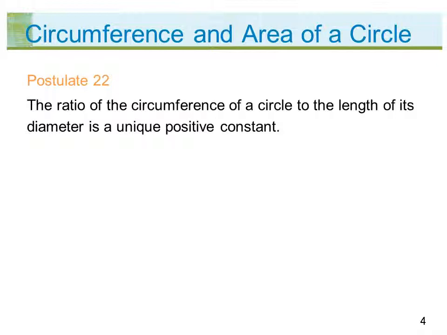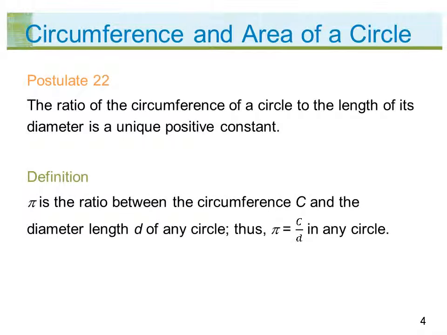Postulate 22. The ratio of the circumference of a circle to the length of its diameter is a unique positive constant. Definition. Pi is the ratio between the circumference capital C and the diameter length d of any circle. Thus, pi equals capital C divided by d in any circle.